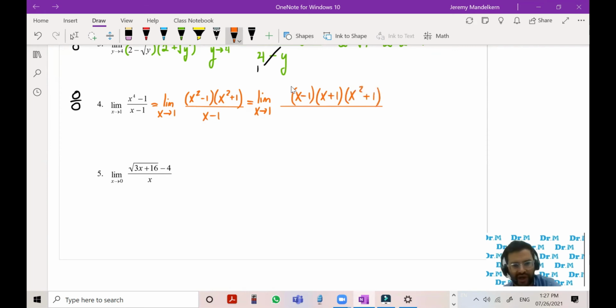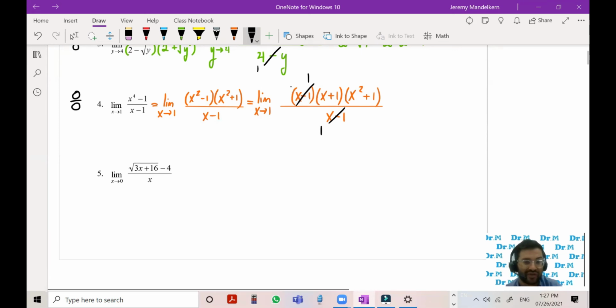In the denominator, we have x minus 1, and there is a common factor here. It is x minus 1. So we can go ahead and divide it out. In the numerator, we just have the product of those two factors, x plus 1 and x squared plus 1. And most importantly, that is a polynomial function, so the limit will be the function value, since polynomial functions have this property that everywhere, the limit of them is their function value.